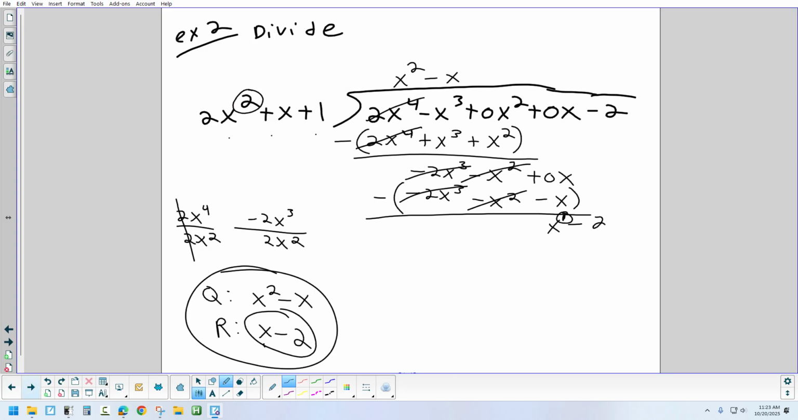You could not use the remainder theorem on this one. That's not x minus a number. The only way to get the remainder is just to do all the long division.